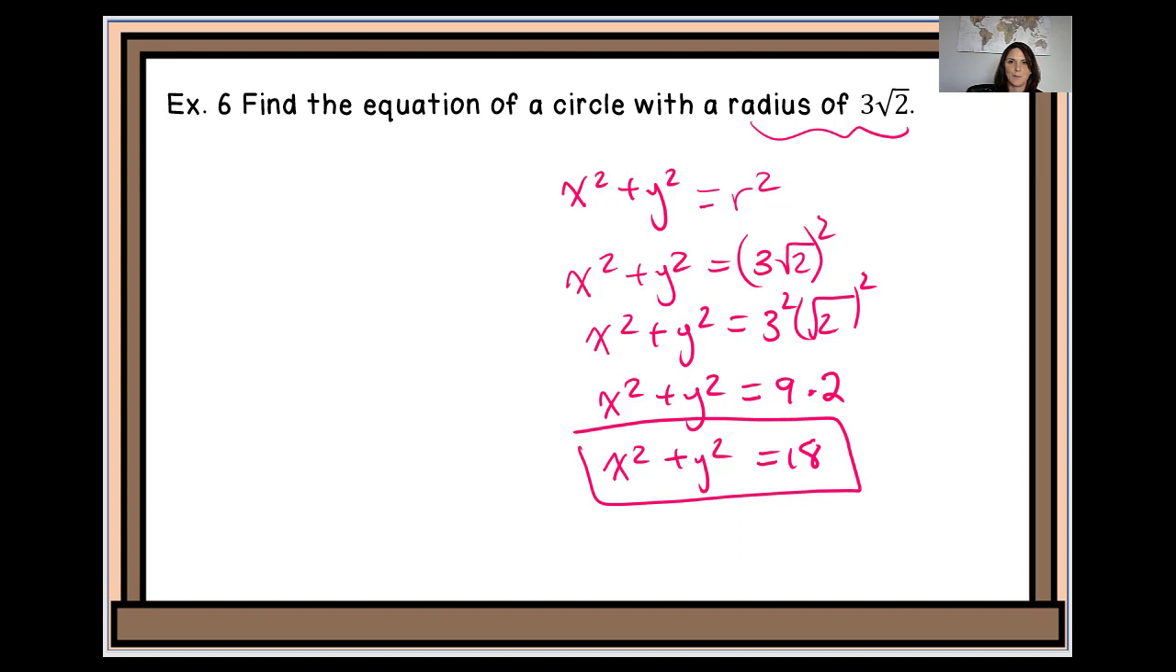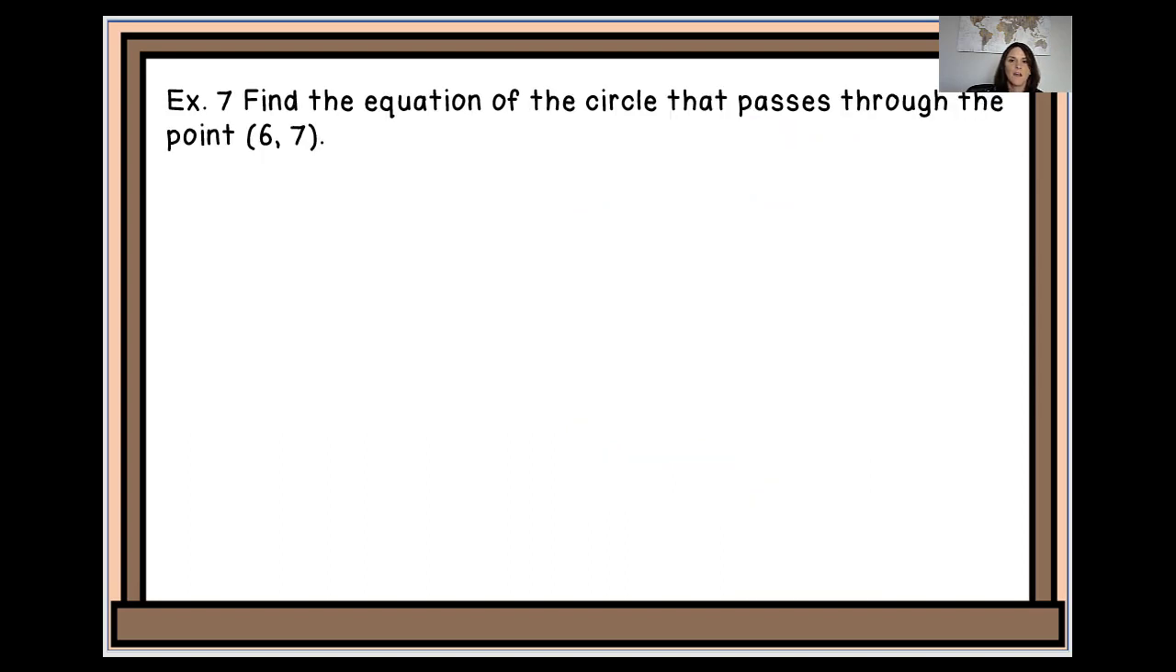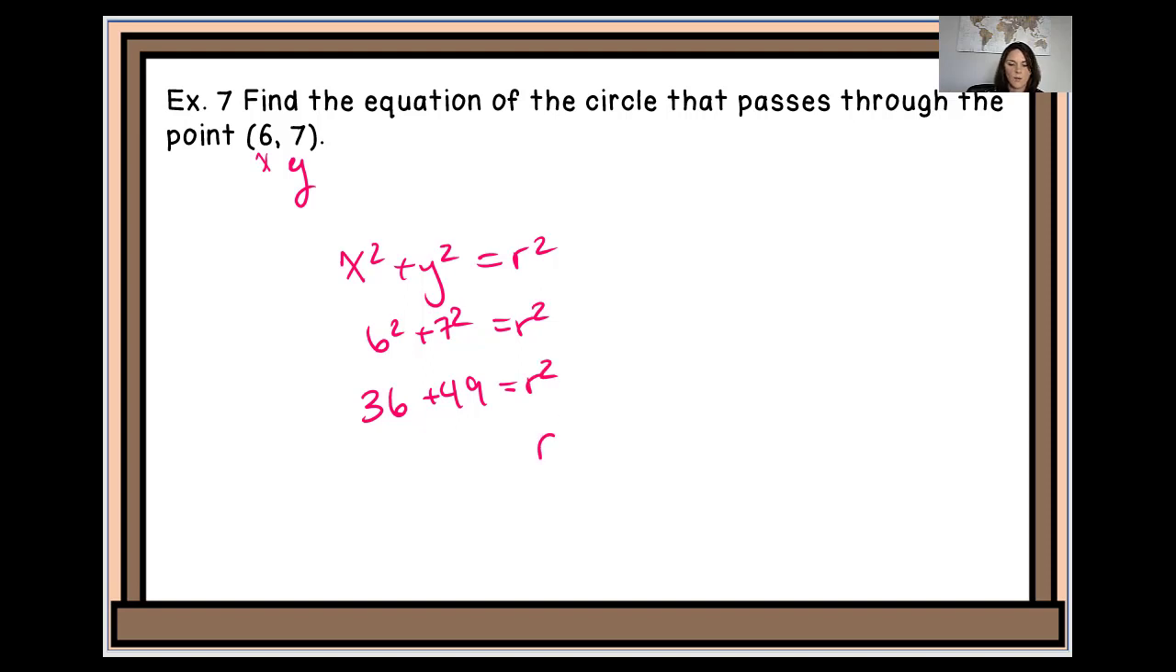Okay, let's take a look at our last example. Find the equation of the circle that passes through the point (6, 7). So that's my x, 6 is x, 7 is y. So x squared plus y squared is equal to r squared. 6 squared plus 7 squared, this will give me the value of the r squared. 36 plus 49 is equal to r squared. So r squared is equal to 85. So putting it all together, x squared plus y squared equals 85 is the equation.